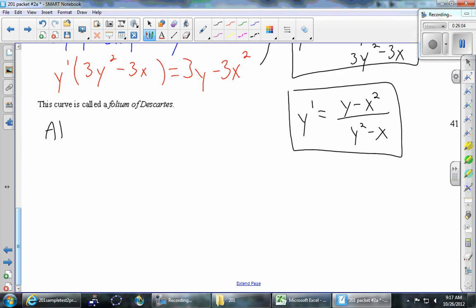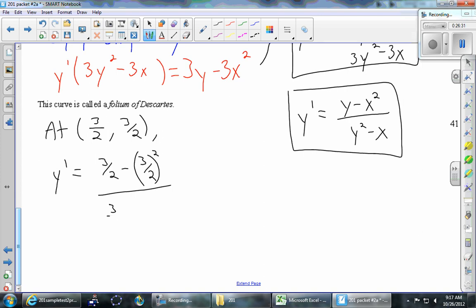Okay, so at (3/2, 3/2), y prime equals, and then we're going to plug in. Instead of y, what are we putting? 3/2. That's the y coordinate. Minus, instead of x, what are we putting? Also 3/2. That's (3/2) squared over y squared, (3/2) squared minus 3/2.